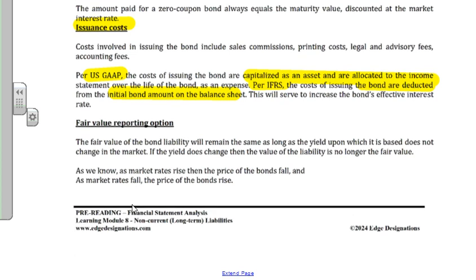There we go. Fair value reporting option. The fair value of the bond liability will remain the same as long as the yield in the market doesn't change. But of course we know, guys, that market yields change very often. And we're going to see this much more when we get to the fixed income section. As market rates, as interest rates go up, bond prices fall, and vice versa. As interest rates in the market go down, bond prices rise.